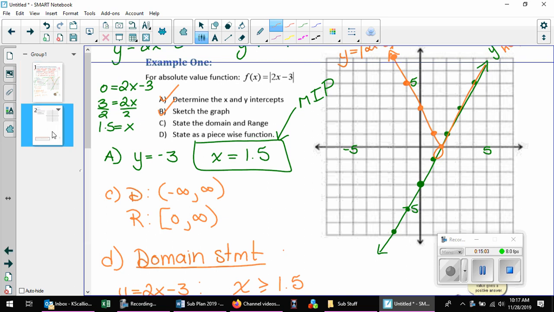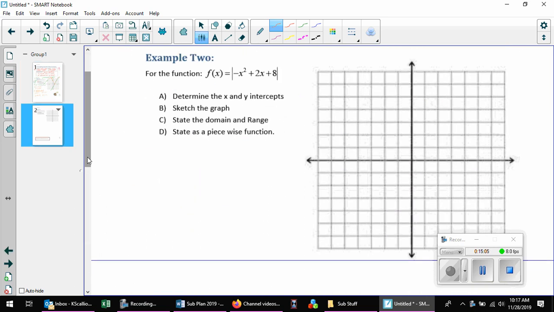Okay, so determine the x and y intercepts. I got the first one. Okay. We're good. Maybe we should have done this lesson before you did your review.